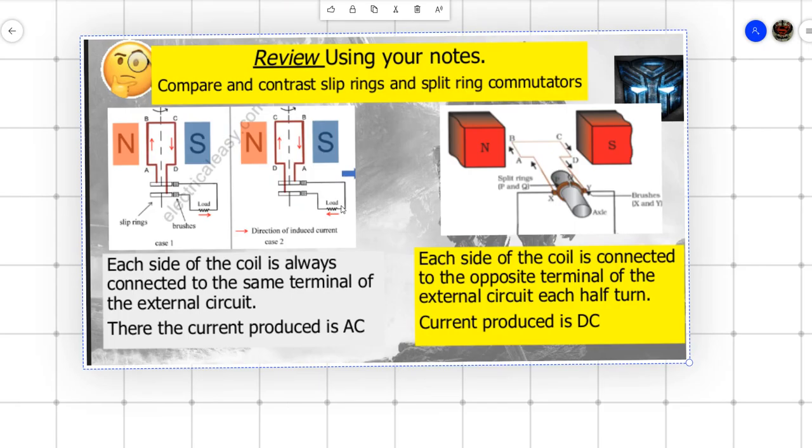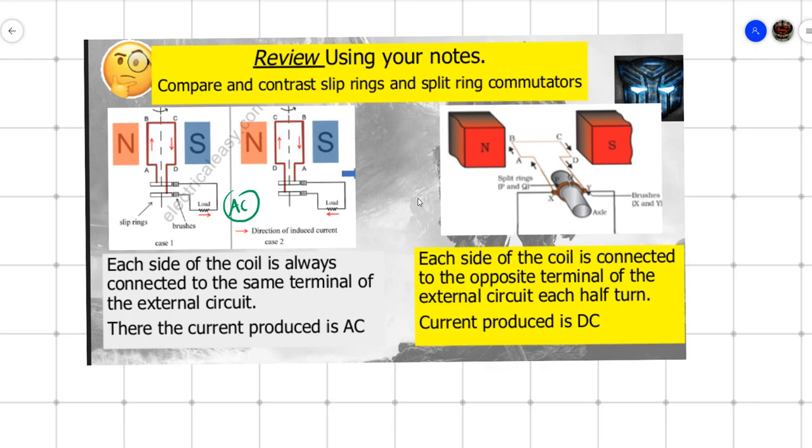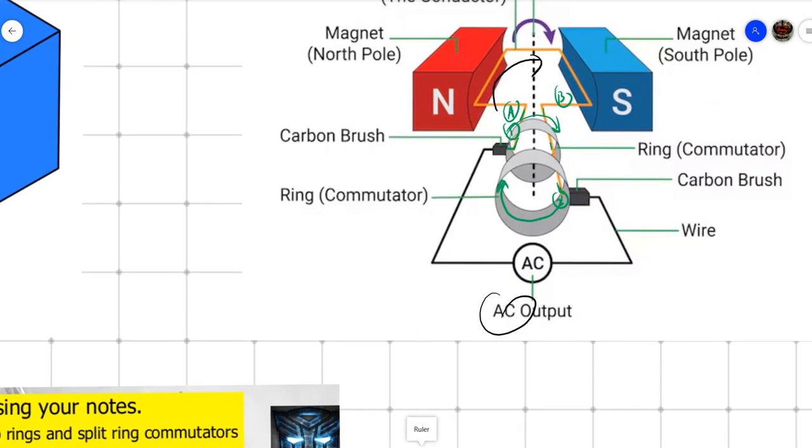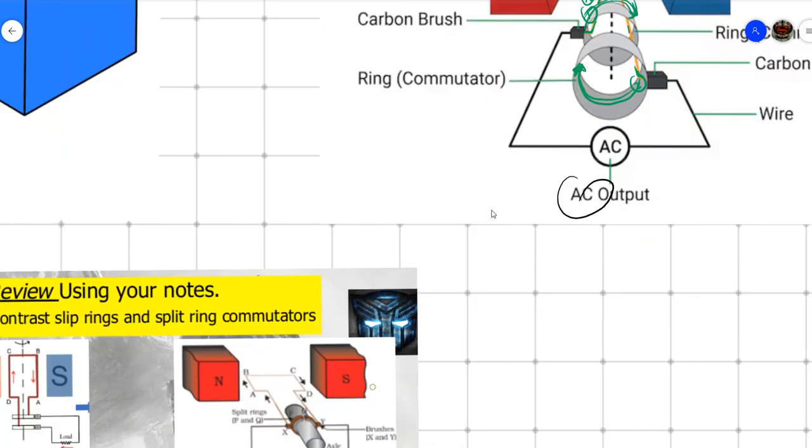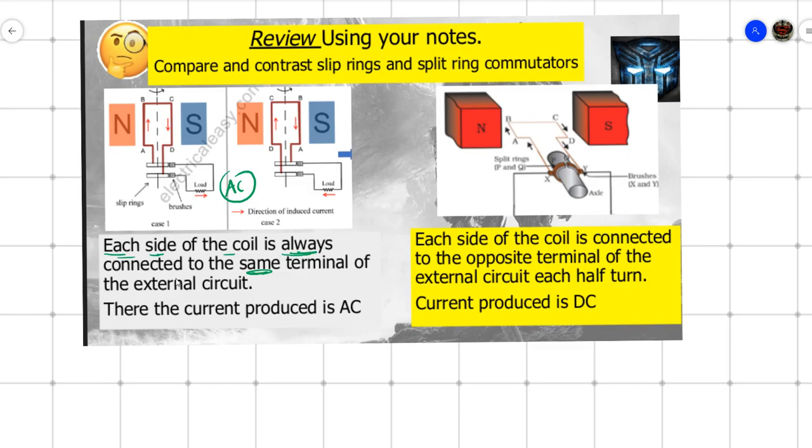Now, if you remember, this is the sheet I gave you last time. So this is the AC generator. Each side of the coil is always connected to the same terminal. If you look at the diagram here, you can see A, when it rotates, stays connected on the first ring, and B stays connected on the second ring as well. So each side stays connected to the same terminal, and therefore the current produced is AC. You can actually see how the current is changing direction.